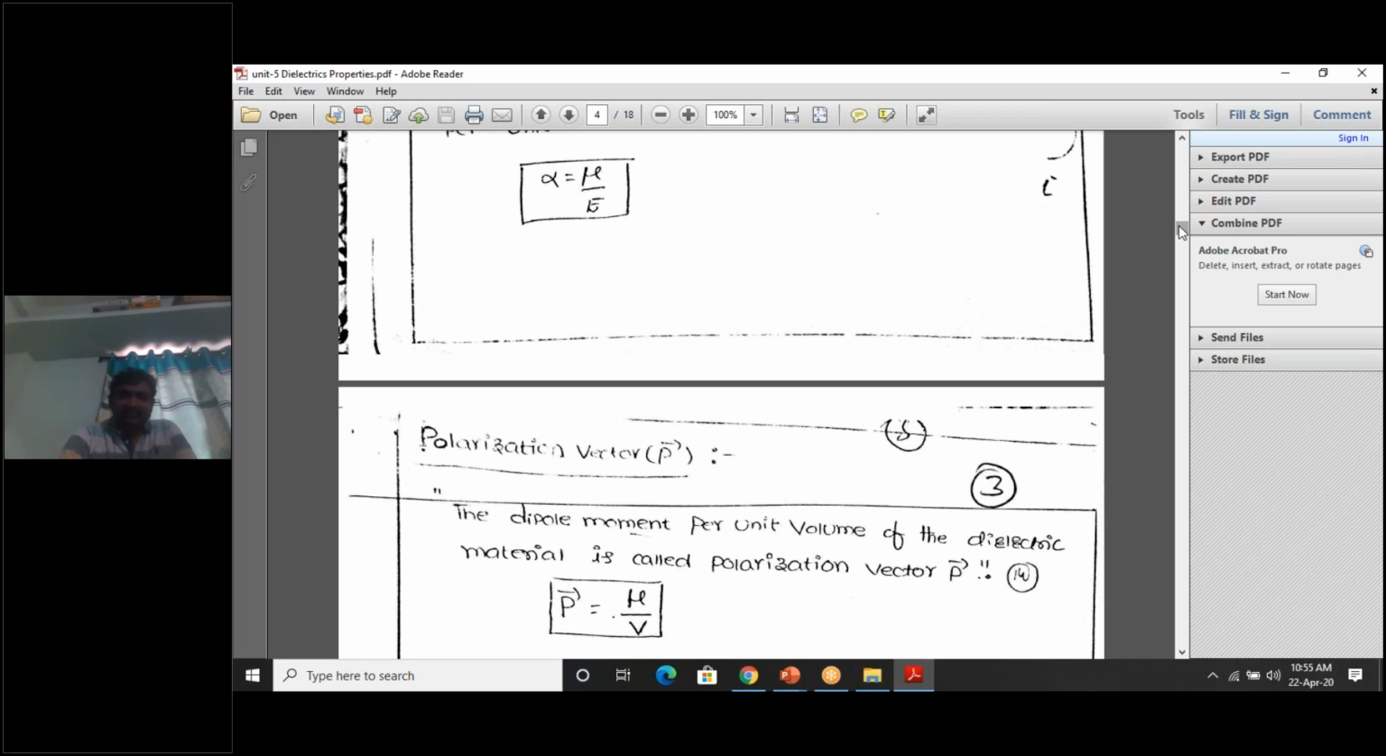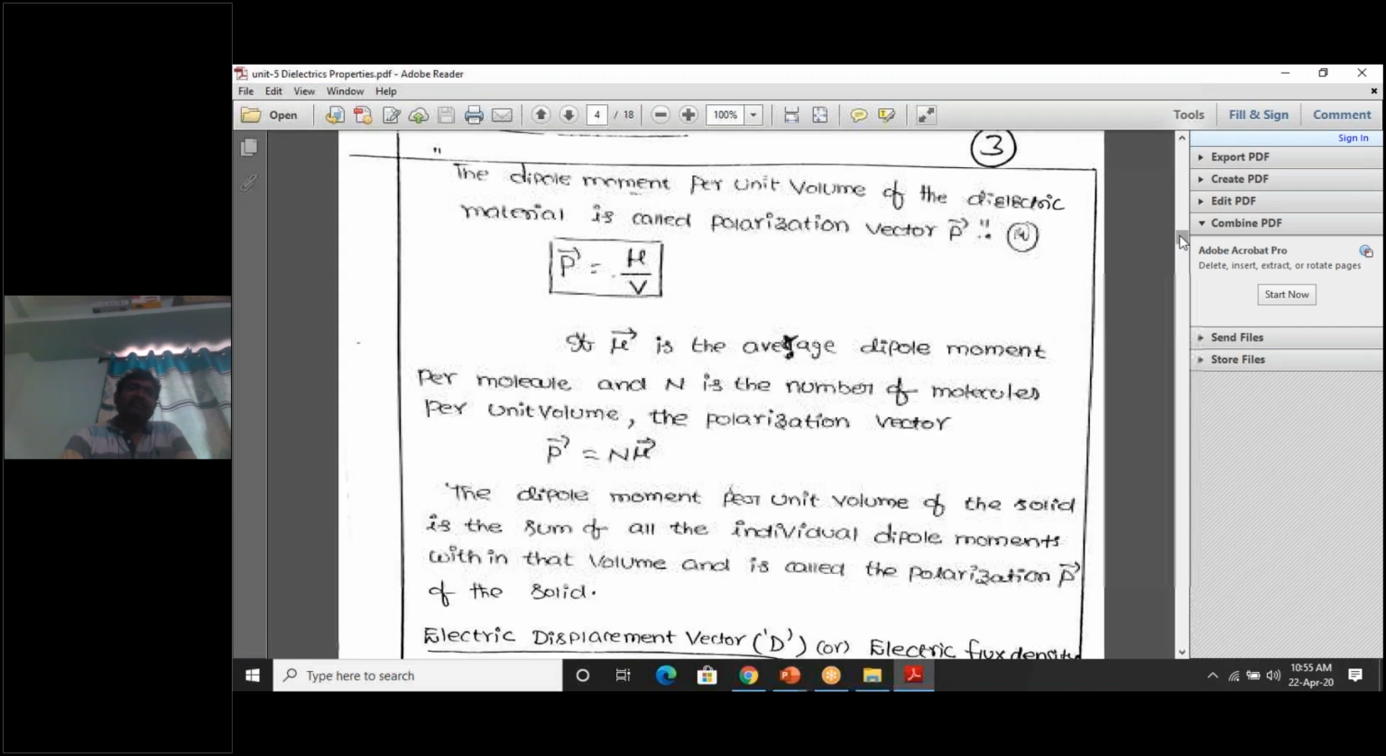This polarization vector, also represented with P bar, is equal to N into mu bar, where N is the number of atoms in a dielectric material. For example, you take this much dielectric, this is a dielectric material. It is made up of how many atoms? Capital N number of atoms. Each atom has a dipole moment mu. So the number of atoms N into the average individual dipole moment mu bar is also called P bar. This is another definition.